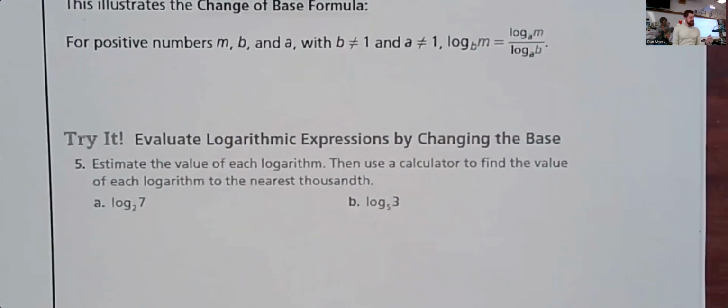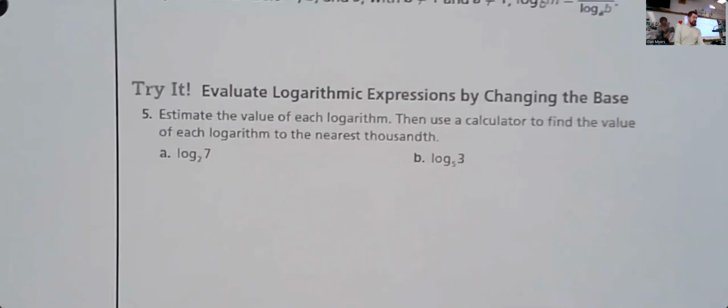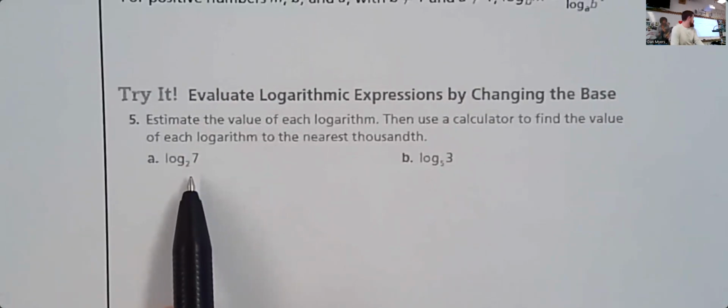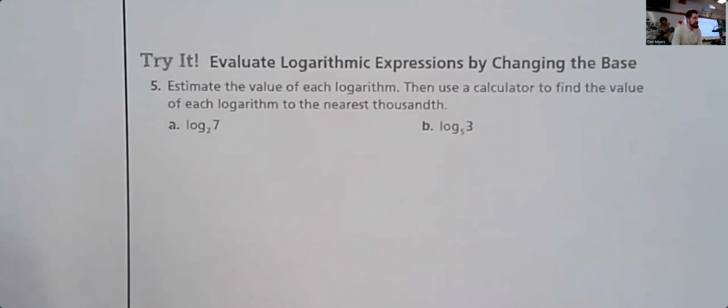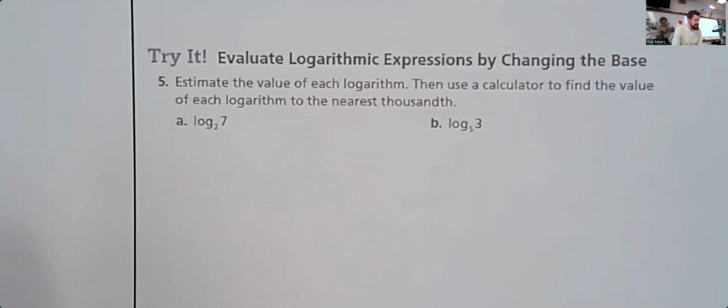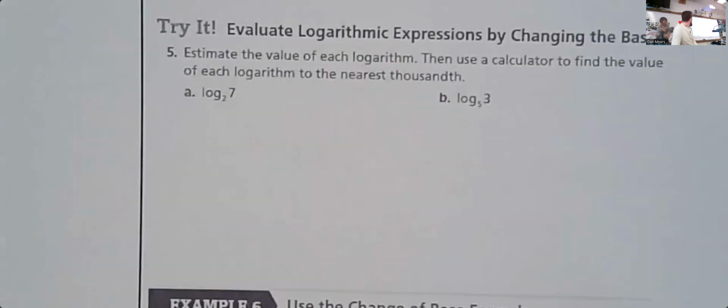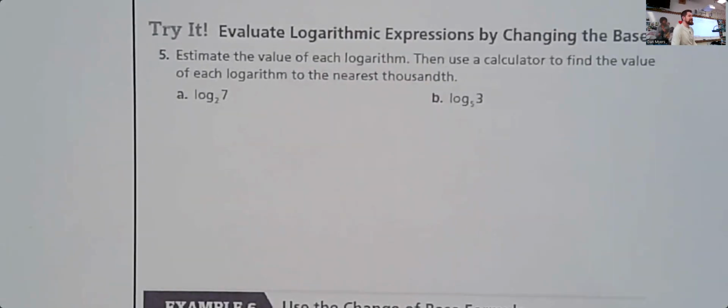Here's a couple examples here. This one right here, our original argument is 7, our original base value is 2. So we're going to estimate the value of each logarithm and then use a calculator to find the value to the nearest 1,000. So basically we're saying 2 to what power is equal to 7? What do you think the answer should be without using a calculator at first? 2 to what power equals 7?